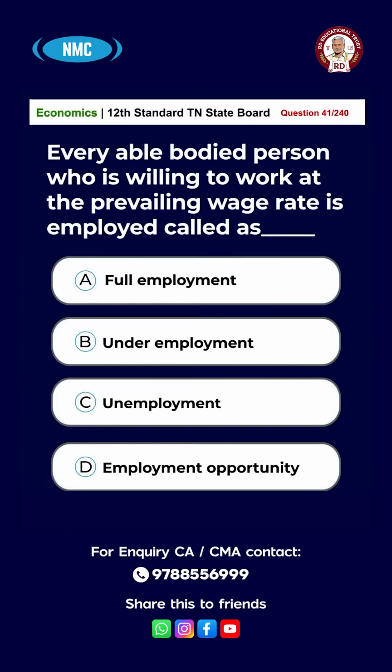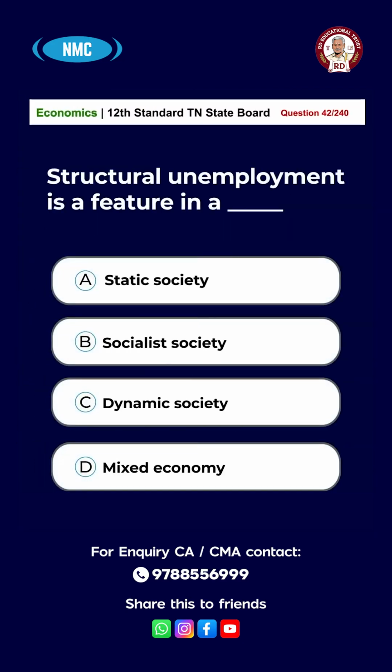Question number 41. Every able-bodied person who is willing to work at a prevailing wage rate employed is called as A. Full employment, B. Underemployment, C. Unemployment, D. Employment opportunity. The answer is option A. Full employment. Question number 42. Structural unemployment is a feature in A. Static society, B. Socialistic society, C. Dynamic society, D. Mixed economy. The answer is option C.